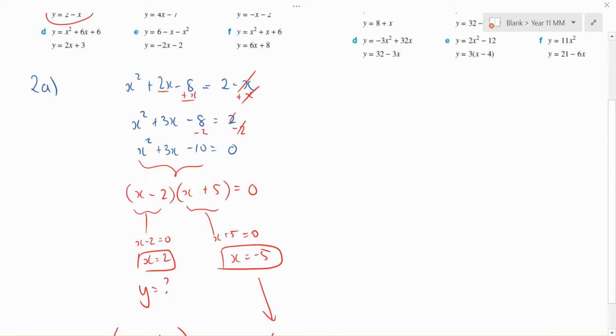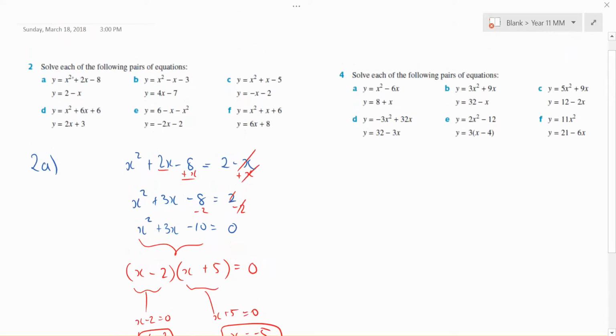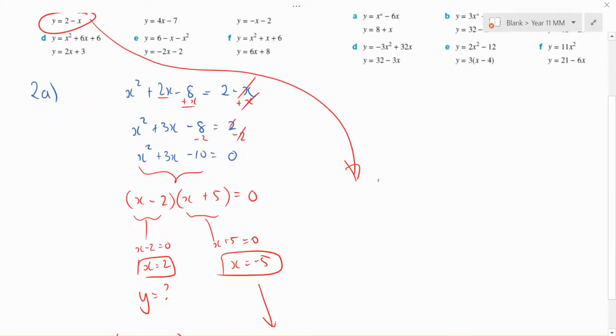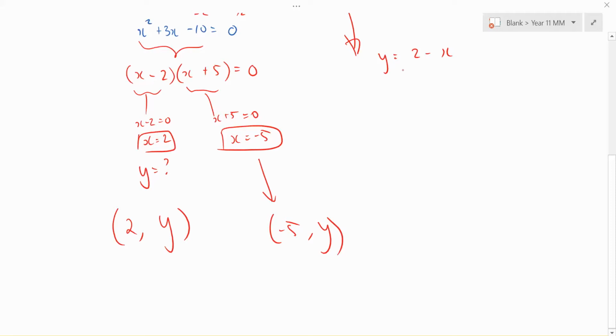So how do I find y? Well, the equation tells you: it says, I'll tell you what y is if you tell me what x is. In my case here, it says y equals 2 minus x. So if x equals 2, so remember this is my value, x equals 2 and x equals negative 5. When x equals 2, then y equals 2 minus 2, which is 0. So for this coordinate, it has to be (2, 0).